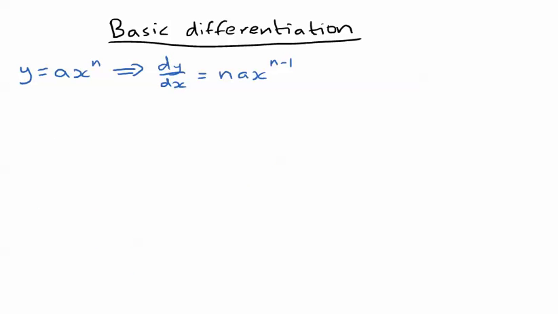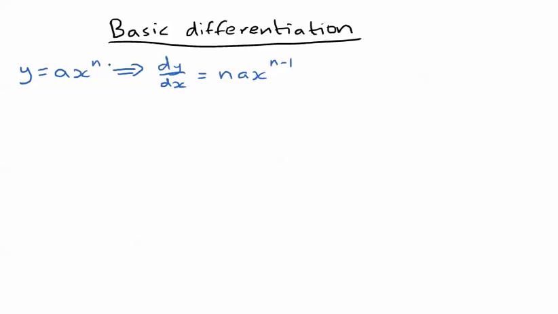Okay, so let's do another one. If our function instead was that y equals x to the power of 4, and we want to differentiate this, we write down dy by dx equals, so 4 comes down in front, so we've got 4 times x, and then the power is reduced by 1, so we get 3, so 4x cubed. And we can't simplify this, so we'll just leave it as it is.